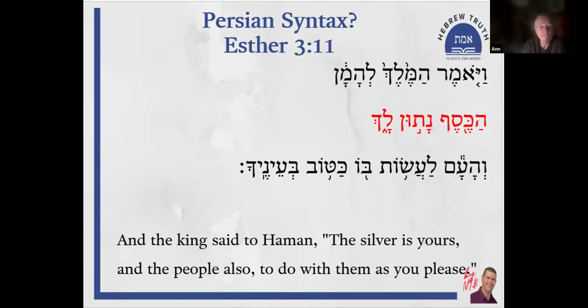ויאמר המלך להמן, הכסף נתון לך, והעם לעשות בו כטוב בעיניך. And the king said to Haman, the silver is yours, and the people also, to do with them as you please. Right.